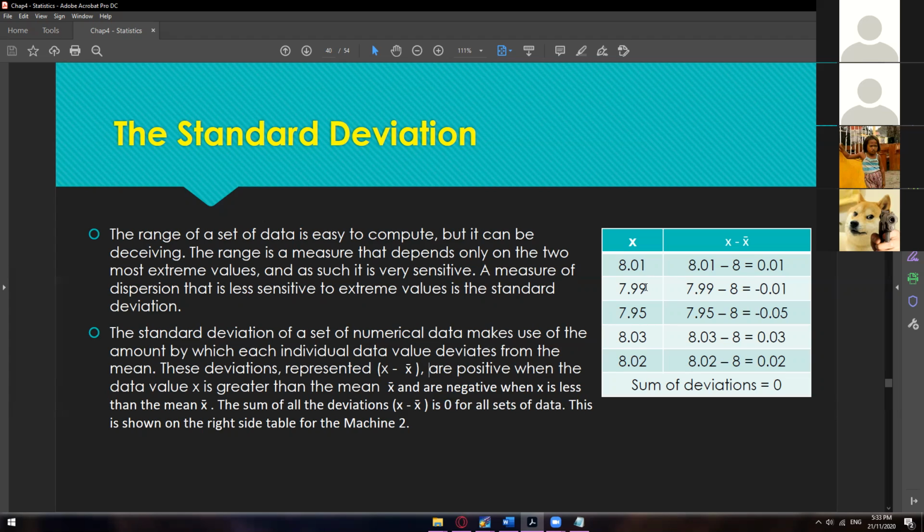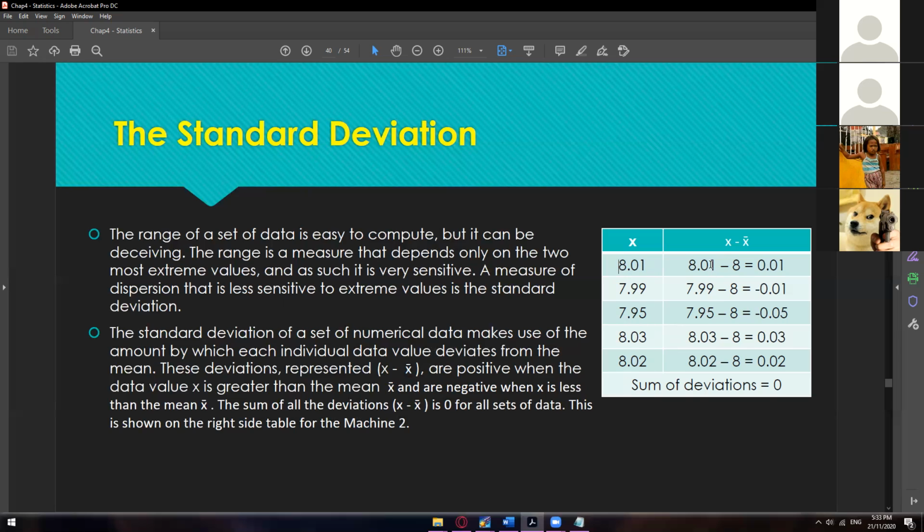Just like this one. Again, this is the data, the 8 ohm, 7.99, and so forth. And then the second step that you need to do is get the X bar. So what is this X bar again? This is the arithmetic mean, or simply the mean. Just add all of those and then you will get 8.